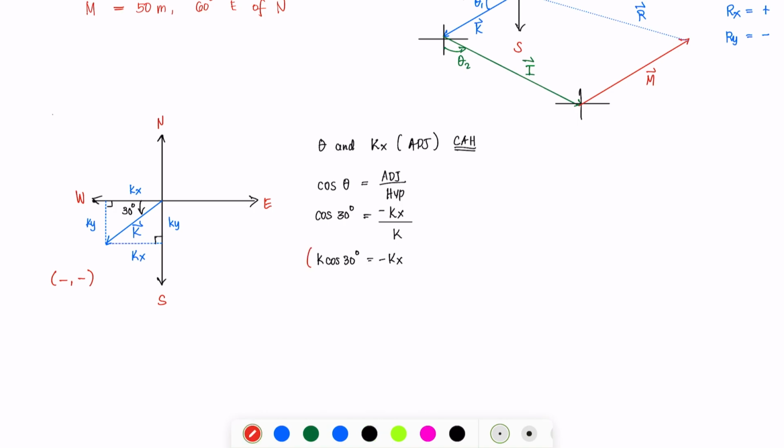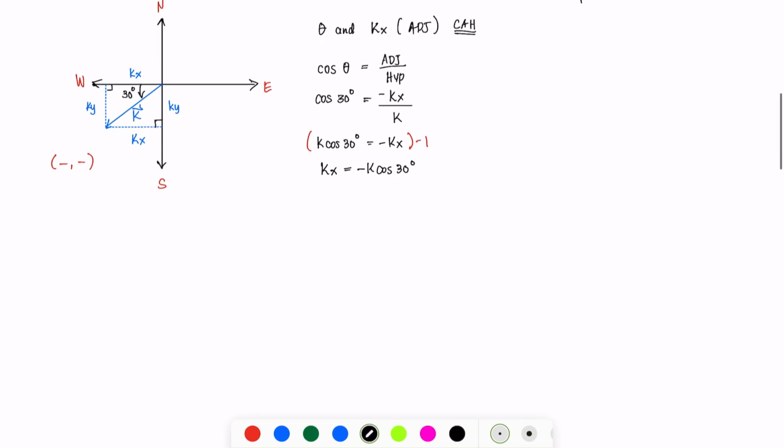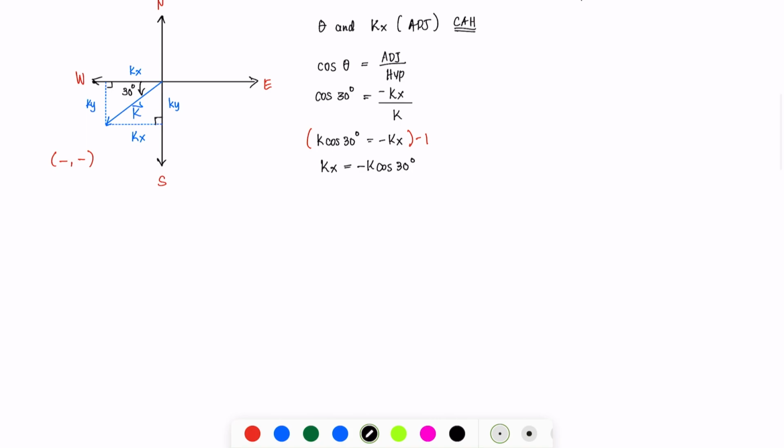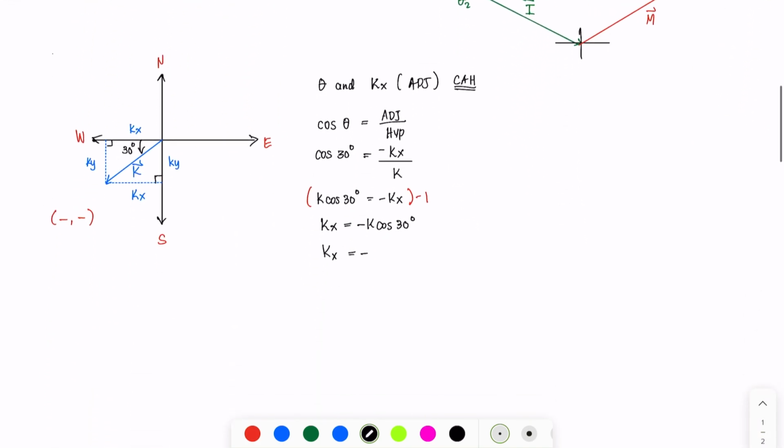So what you're going to do is to simply multiply both sides by negative 1. So you can now have an expression like this: kx is equal to the negative k cosine of 30 degrees. Now, I'm hoping you are now very familiar with the unit circle, because this will come in handy. That means to say kx is simply going to be negative. The value of k here, if you can see, is 20 meters, so negative 20 meters, and the cosine of 30 is just square root of 3 over 2.